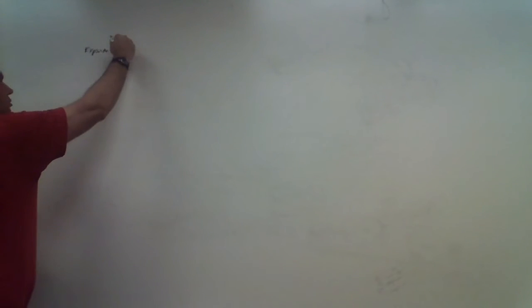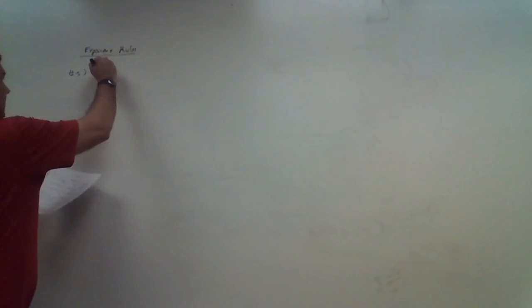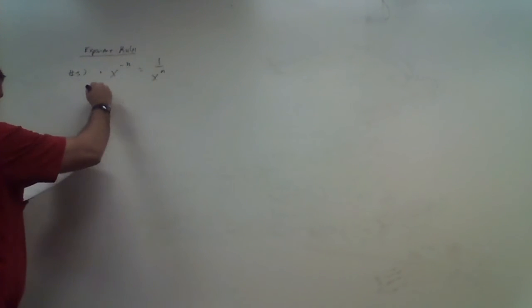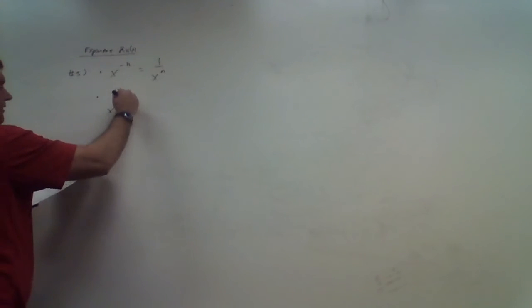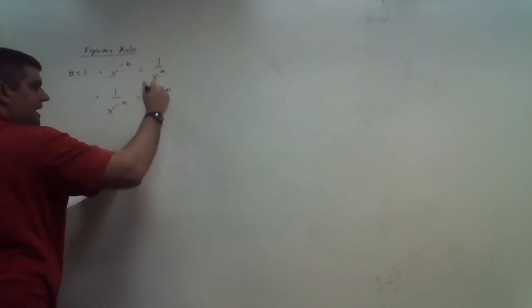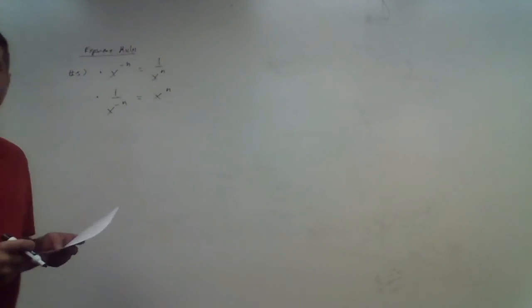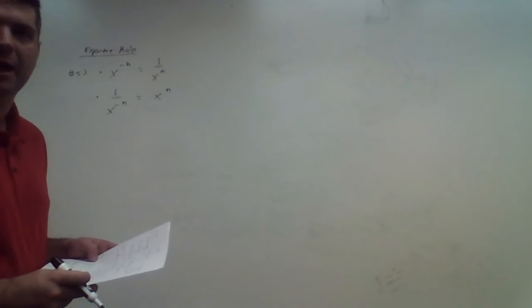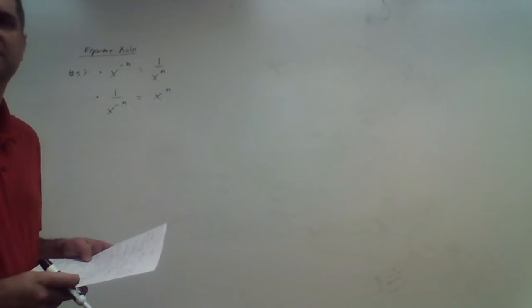Exponent rules. Number 5. X to the negative nth is equivalent to 1 over x to the nth. Or another way of putting it, 1 over x to the negative nth is equivalent to just x to the nth. So basically what this means is you can move the exponent to the other side of the fraction bar and move anything with a negative exponent to the other side of the fraction bar and make the exponent positive.